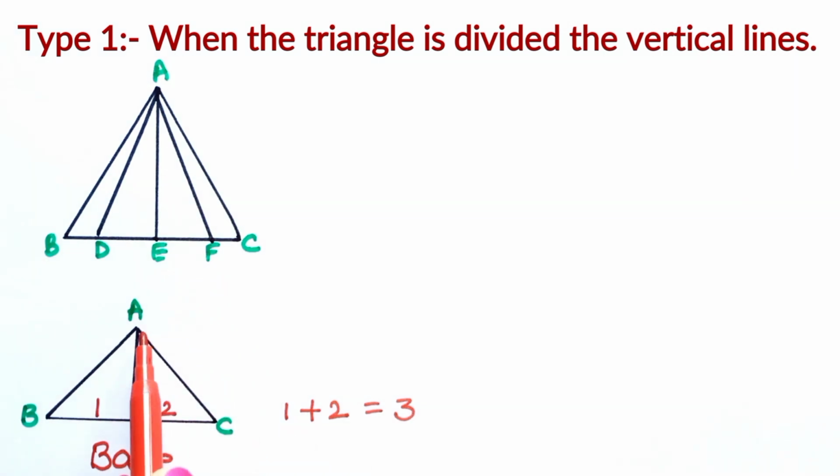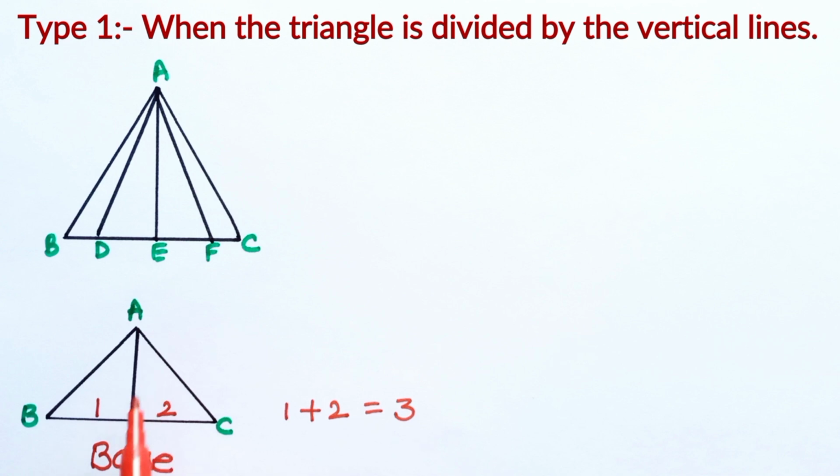Now let us check what the 3 triangles present in this figure are. Now let us count those triangles: triangle ABD, triangle ADC, and triangle ABC.